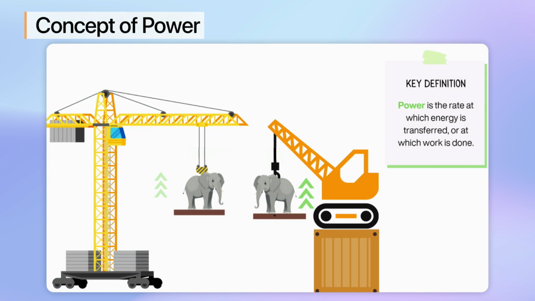Imagine two cranes, each tasked with lifting an elephant of the same weight to the top of an identical building. Even though both cranes carry out the same amount of work, one completes the task faster than the other. The crane that accomplishes this more quickly is the more powerful crane because it does the same amount of work in a shorter amount of time. So, intuitively, power is all about how fast work is being done or how fast energy is being transferred. The quicker the work is done, the more power is involved.